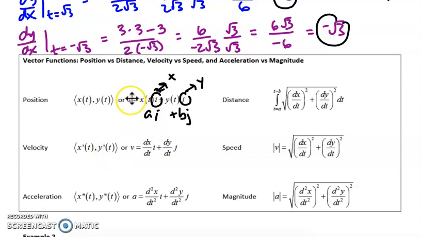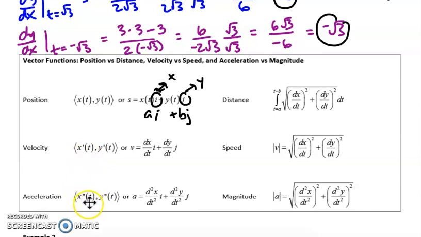And then your position function s differentiates to velocity, and instead of x(t) times i, you have dx/dt i and dy/dt j. To get to acceleration, once again, you're differentiating. So velocity differentiates to acceleration by taking another derivative.